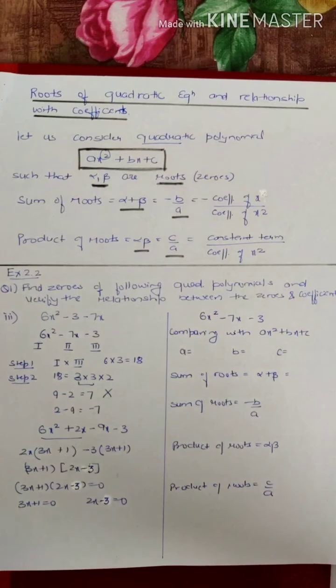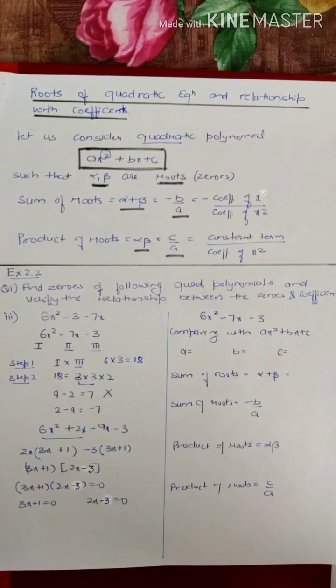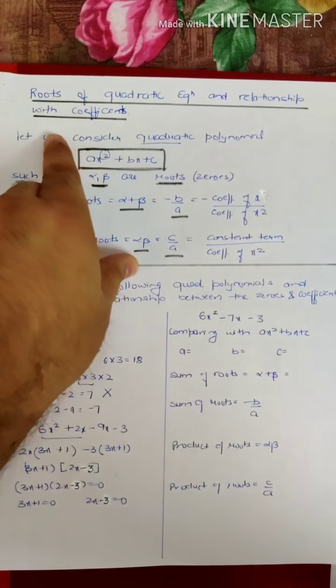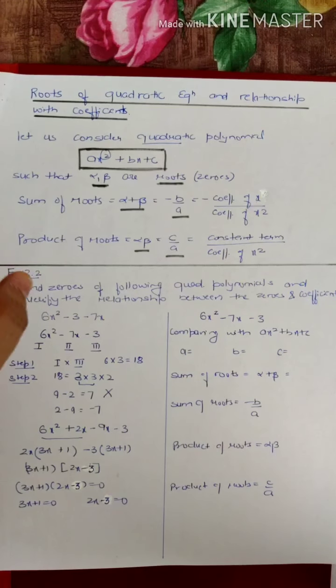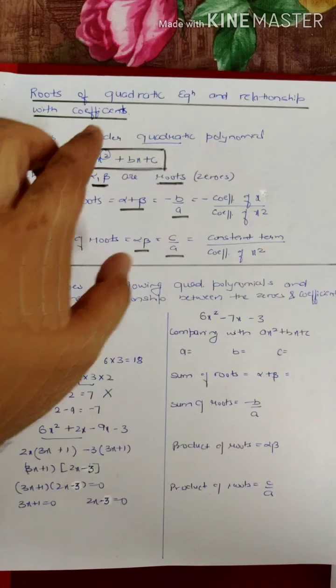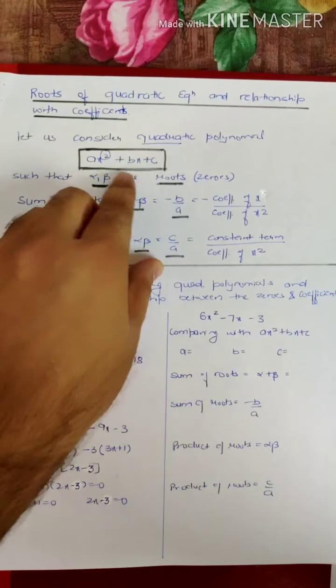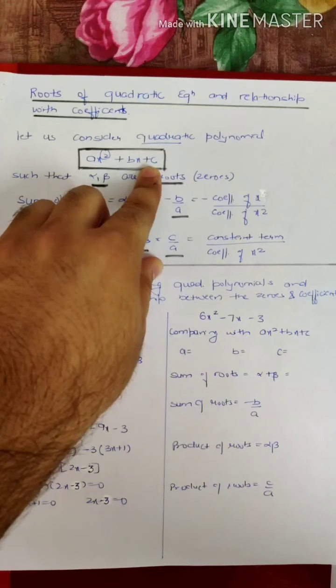Welcome. In this video, we'll be continuing with chapter number 2, polynomials for class 10th. Now we are to learn a new concept, that is roots of quadratic equation and relationship with the coefficients. Starting with this, we first need to assume the standard form of the quadratic polynomial. So a quadratic polynomial is of the form ax square plus bx plus c. This is the standard form.